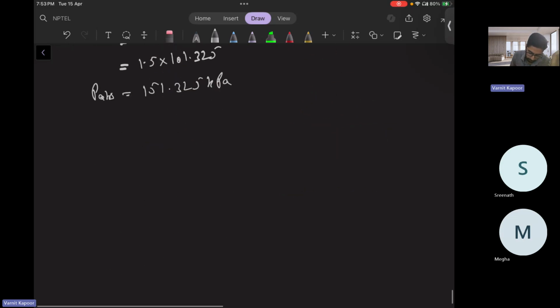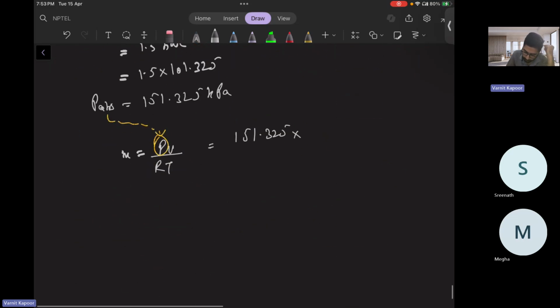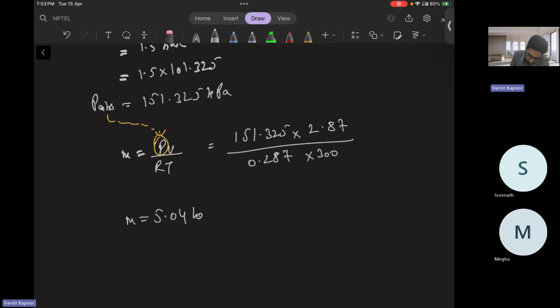Now put this absolute pressure back. Therefore, m is equal to PV by RT. P is 151.325. Volume is given to you, that is 2.87 meter cube. R is 0.287, and temperature is given as 300. So put all these values, and you'll get your mass as 5.04 kg.